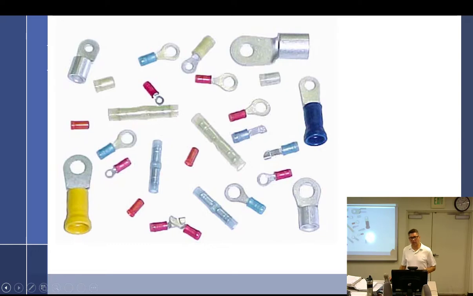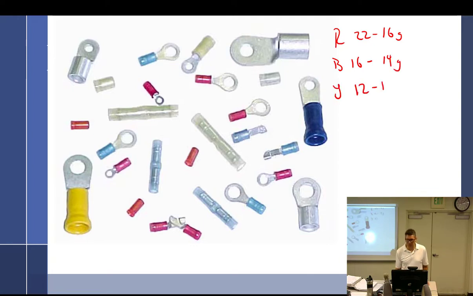All right, so like I said, they're color coded. So red is going to be 22 to 16 gauge. Red, 22 to 16 gauge. Blue is 16 to 14 gauge. And yellow is 12 to 10 gauge.